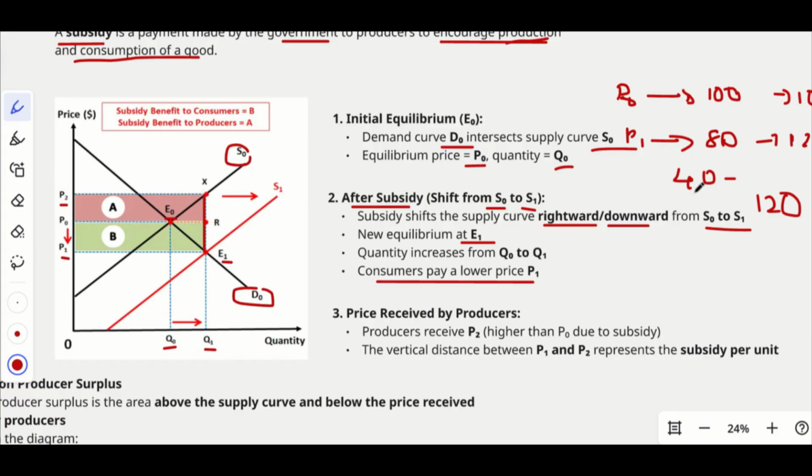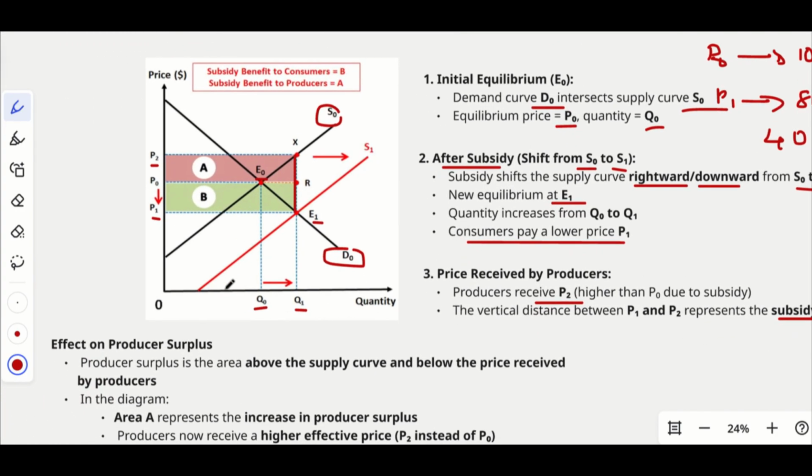So in this case, both consumers and producers are getting benefit, right? Producers receive P2, which is higher than P0 due to the subsidy. The vertical distance between P1 and P2, this distance, represents the subsidy per unit. So this is a subsidy per unit. Got it? So let's see the effects on producer surplus.